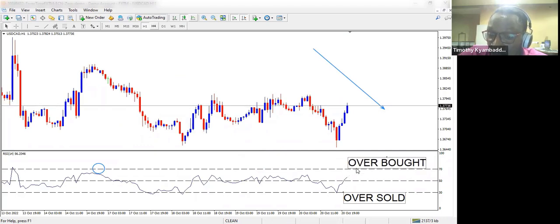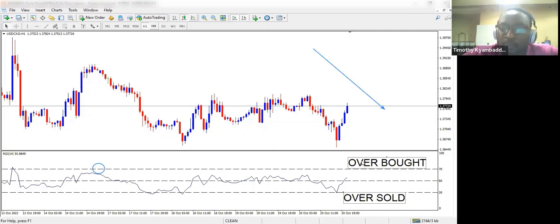Now, when it reaches overbought, we begin to look out for selling or shorting opportunities. It doesn't mean that immediately the market becomes overbought, or RSI shows us that the market is overbought, we immediately begin to sell. No. We then go back and use our other analysis. We use the candlestick formations. We use the pivot point strategies. We can use any other indicator as well to help us determine when and at which exact time to sell.